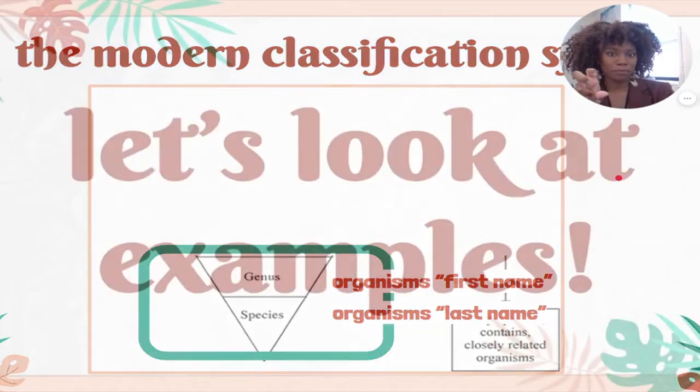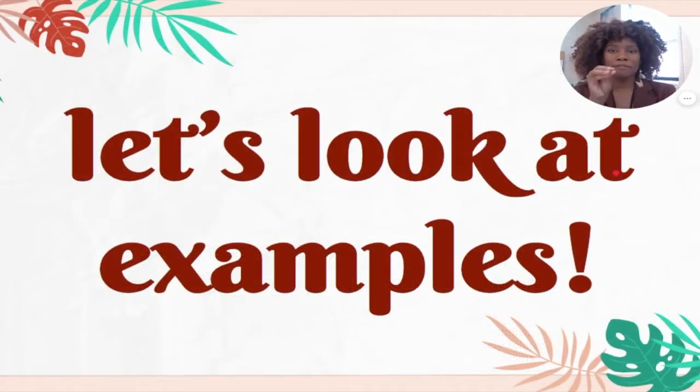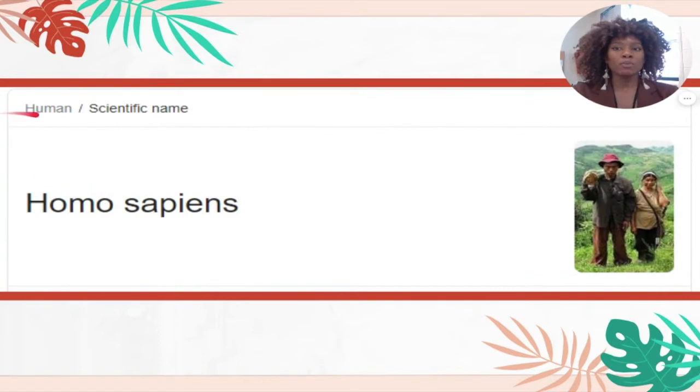Okay, so kind of vague. Let's look at some examples together. That was kind of vague. So humans' scientific name is Homo sapiens. So Homo sapiens is humans.